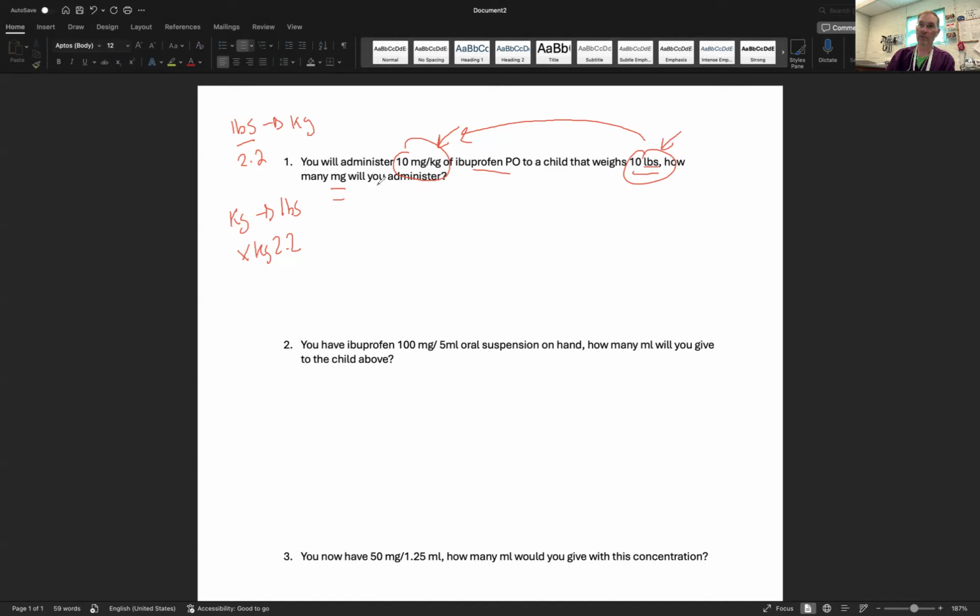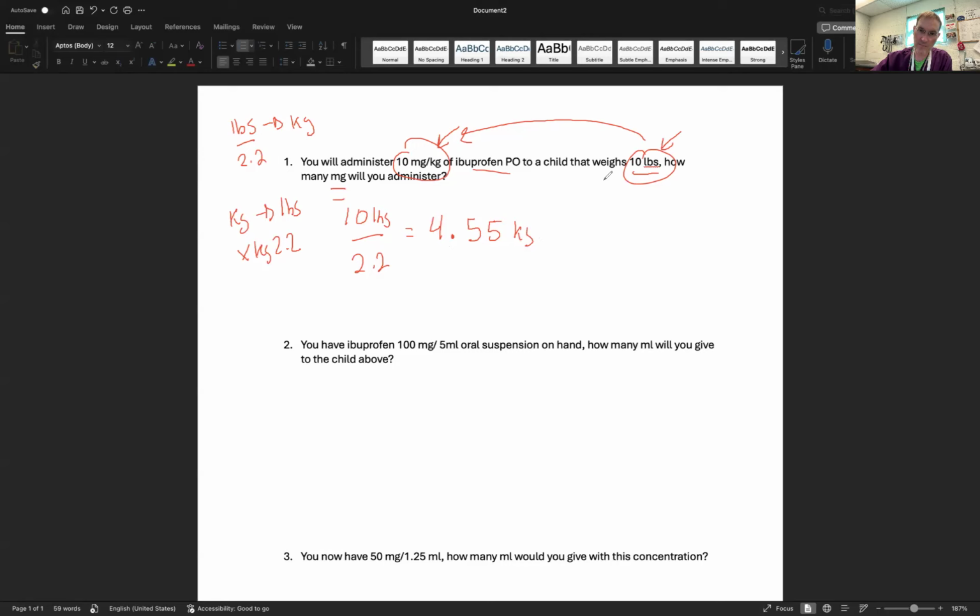Let's go ahead and pull our calculators up. I'm going to put 10 pounds divided by 2.2. That gives me 4.54 repeating, and I'm just going to round that. So 10 pounds divided by 2.2 equals 4.545454, and so on and so forth. I'm just going to round this to 4.55 kilograms.